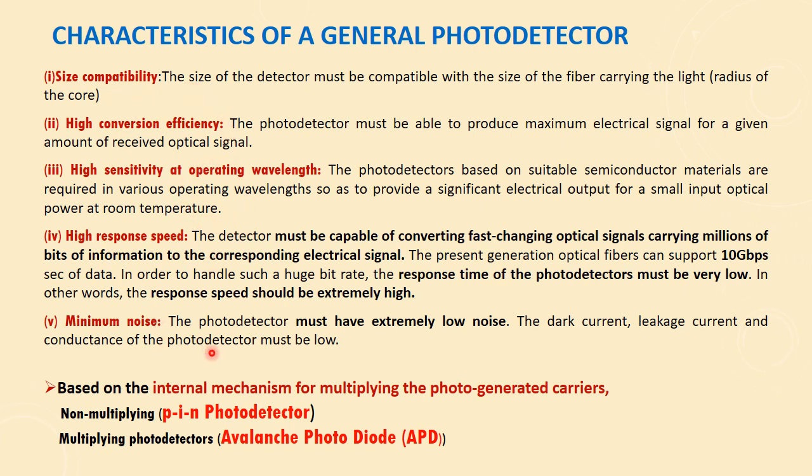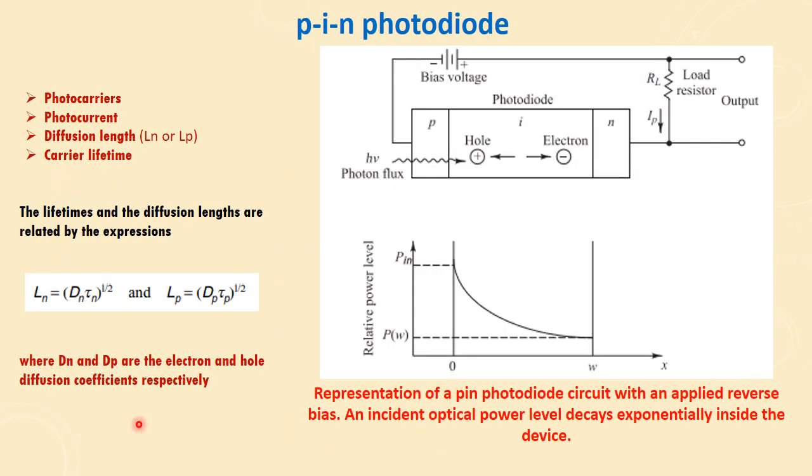And then, as I told you, based upon the internal mechanism used for multiplying the photo-generated carriers, there are two types. One is the non-multiplying photodetector, the other is the multiplying photodetector. What we are going to discuss is the non-multiplying type, which is the pin photodetector. Here comes the pin photodetector structure.